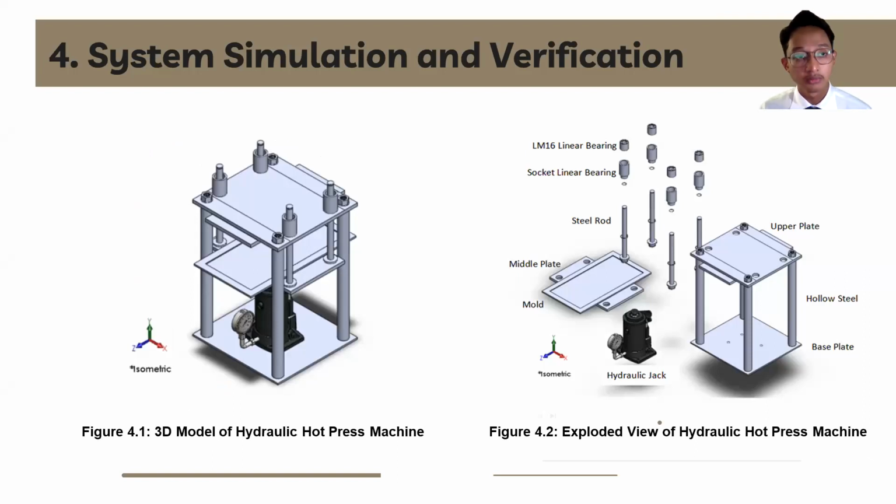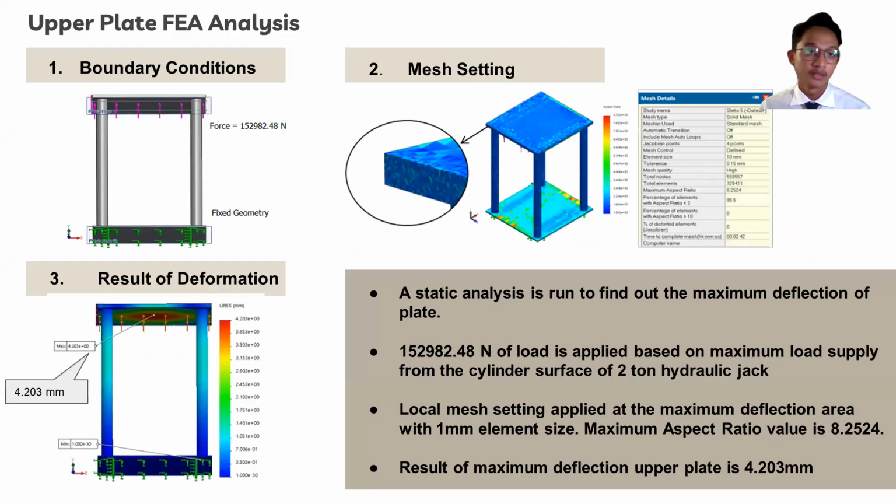Next, we're moving on to content number 4, which is the system simulation and verification. As you can see here, there are two pictures. Figure number 1 is the 3D model of this machine, and figure number 2 is the exploded view of this machine that shows the machine components. The FEA analysis is run to verify the results of the theoretical analysis that was done in content number 3.